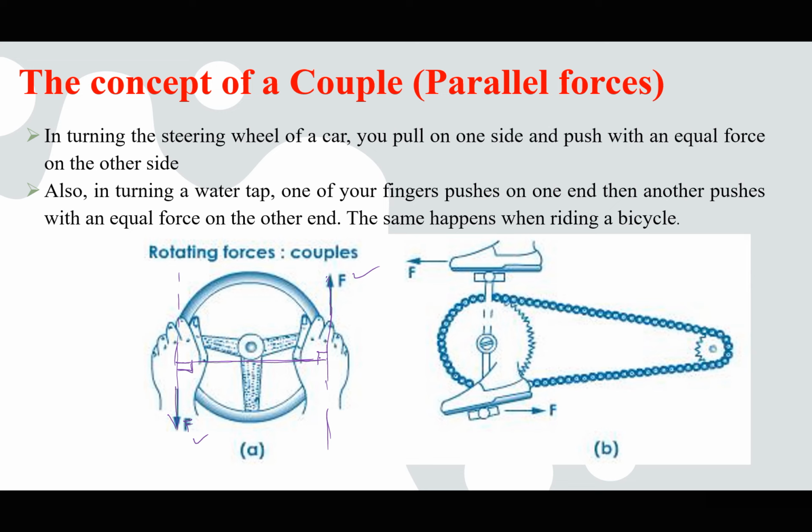These two forces, if they are equal and opposite in magnitude and their lines of action never meet, constitute what we call a couple. When you're riding a bicycle, you exert a pushing force on one direction of the pedal and a pulling force on another direction of the pedal. These two forces are expected to be equal but opposite in magnitude, so they constitute what we call a couple. So what do you mean by a couple?